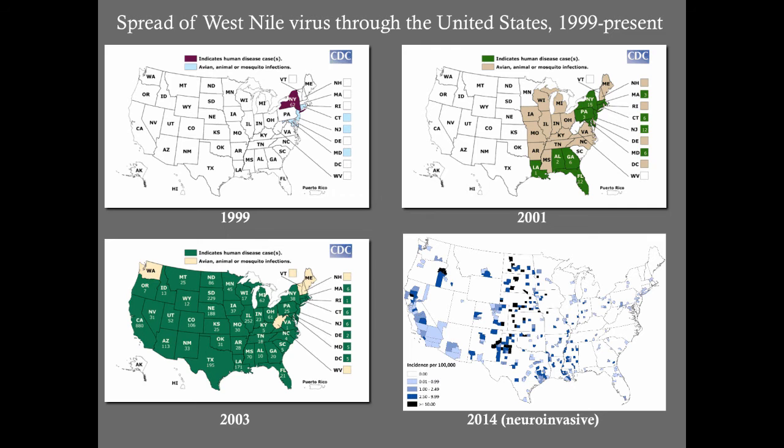But the virus stayed and it spread. So you can see that by 2001, it had gotten about as far as the Mississippi. And then by 2003, it had finally crossed throughout the entire continental United States. This is from 2014, a slightly different map. This is just showing human diseases that are characterized by severe West Nile, which is when it gets into the brain and you have neuroinvasive disease.